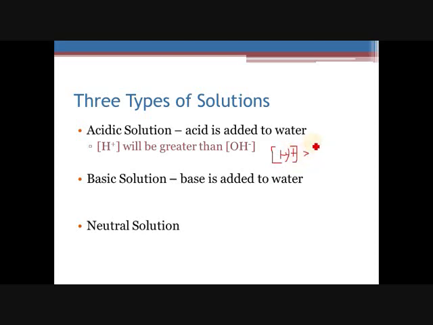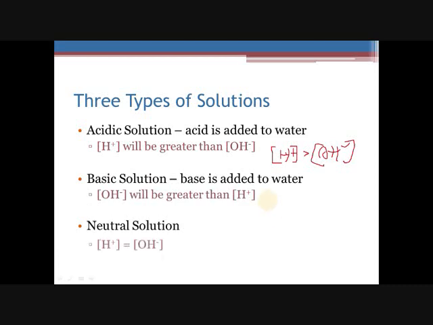So I like to use that greater than sign, right? H plus greater than the OH minus. And if it's a basic solution, then that means that the base, the OH, will be greater. So then you could flip it around and say that the OH concentration is bigger than the H plus, or the H plus is less than the OH. And then if it's neutral, then it's equal to each other.